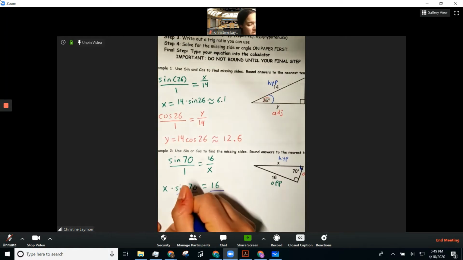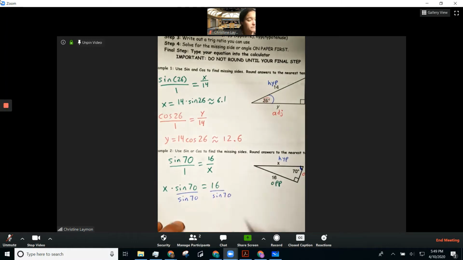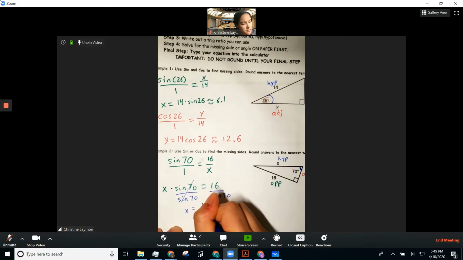And this is why I'm saying don't type it into a calculator until the very last step. That's because if you type in sine of 70, you're going to get a decimal number. But I don't want you to be carrying around weird decimals. You do not want to round until the final step. Otherwise, you'll have a rounding error, and it'll get worse and worse the more times you have to round. So notice that I have divided both sides by sine of 70. So I have x equals 16 over sine of 70. And that's what I'm going to go ahead and type into my calculator.